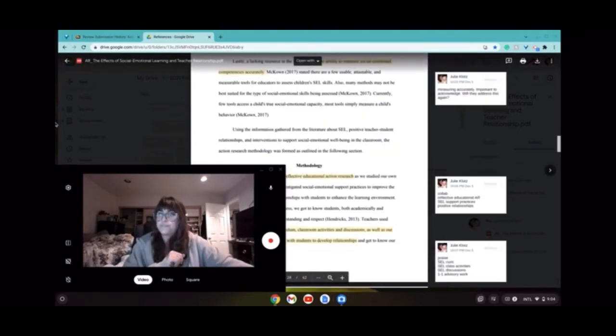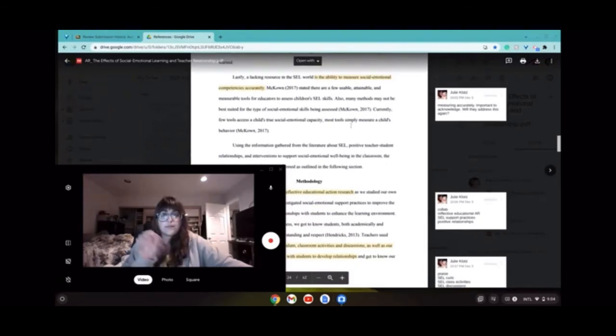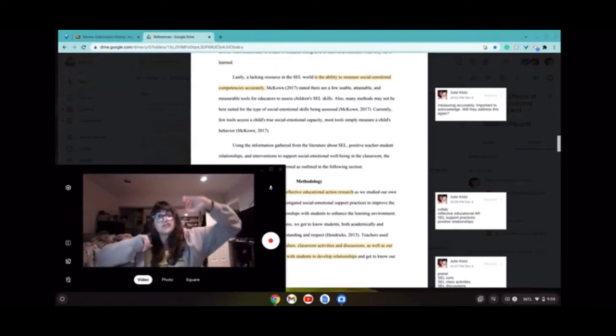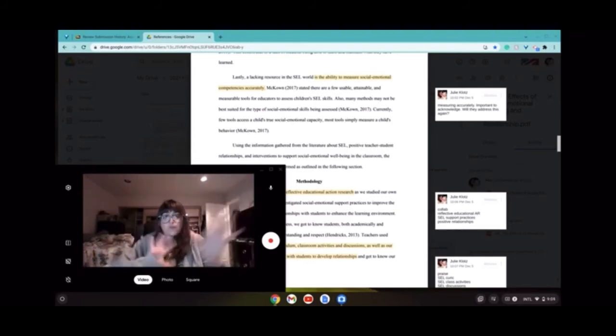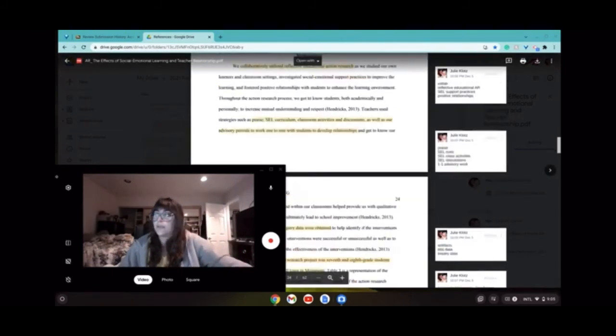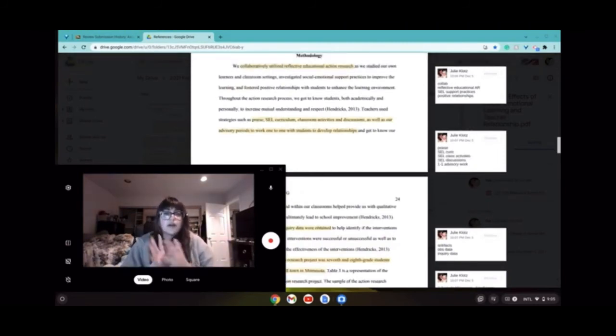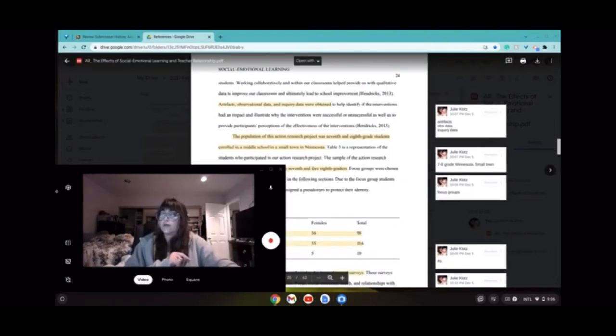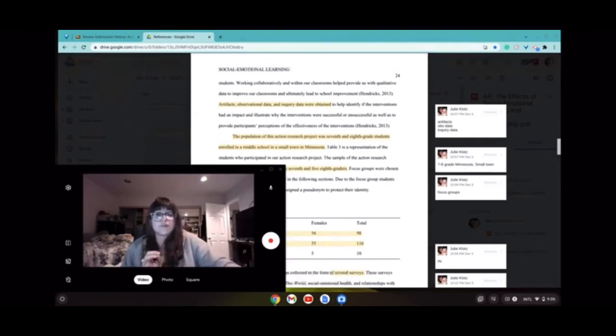They mention the limitation of the ability to measure social emotional competencies accurately. They reference McCown here who talks about this, but they do kind of address that by using the methodologies and the data analysis that they reference later, and by using these research-based methods. The research is collaborative, reflective. They use SEL support practices, positive relationships, praise, an SEL curriculum, class activities, discussions, and one-on-one advisory work to develop relationships. They also collect artifacts, observational data, and inquiry data. Most of their data, especially the qualitative data, is going to come from student surveys, the ones that were mentioned in the lit review.